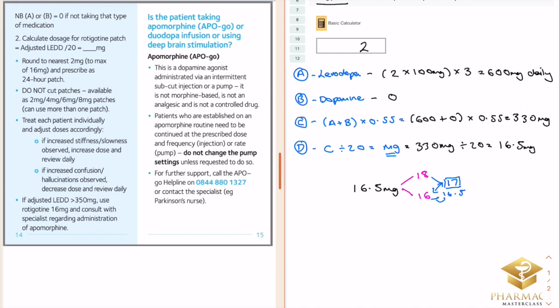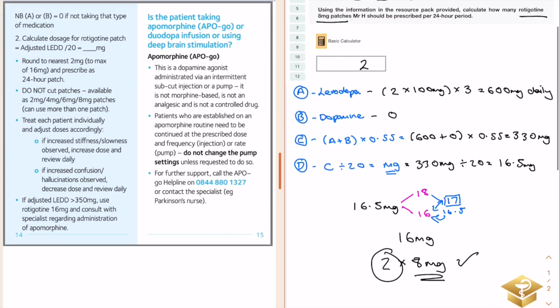Therefore, I'm going to round it to 16. If it was 17.5 or 17.3, any number above 17, I would have had to round it up to the 18. So that's the trick when you're rounding to the nearest 2. So in this scenario, our answer is 16 milligrams. However, in the resource pack, it mentions here that the patches are only available as 2 milligram, 4 milligram, 6 milligram, and 8 milligram. So therefore, the patient would require 2 of the 8 milligram patches, which is our answer.